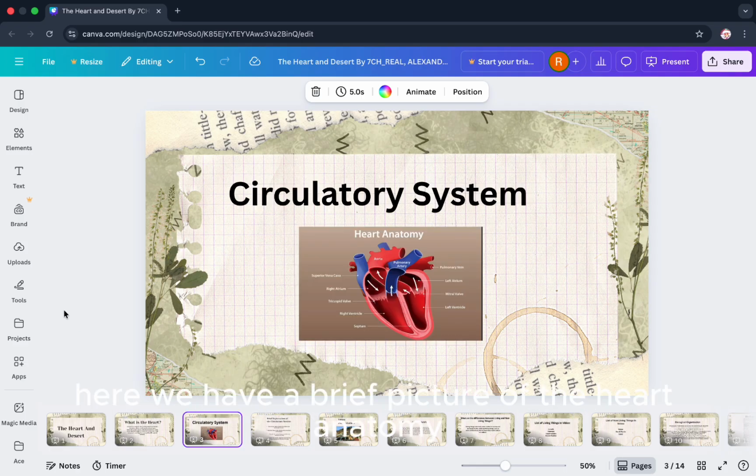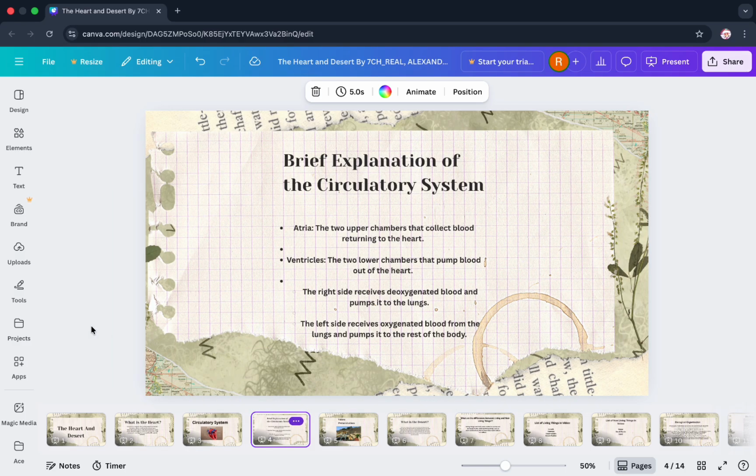Here we have a brief picture of the heart anatomy. Let's dive deeper with the heart anatomy and the circulatory system. Let's start with the parts of the heart, which are atria and ventricles. Let's start with atria, the two upper chambers that collect blood returning to the heart. Ventricles are the two lower chambers that pump blood out of the heart.